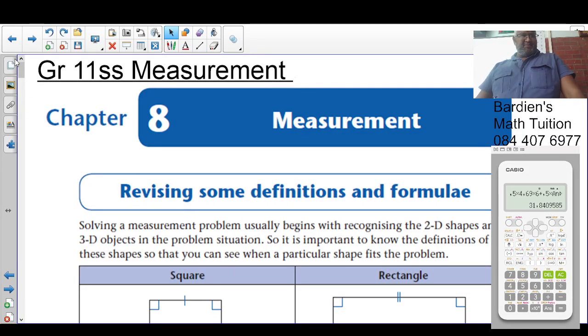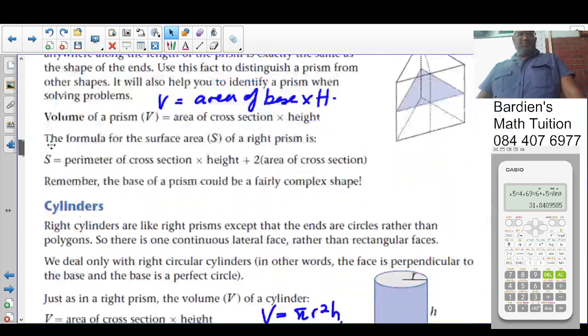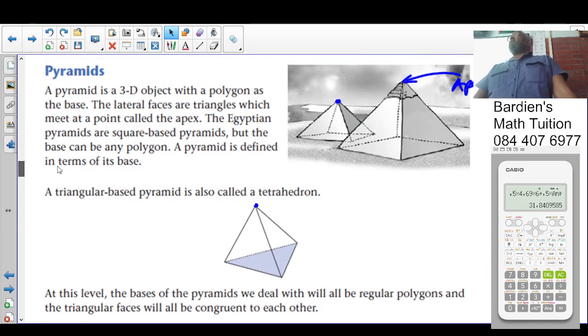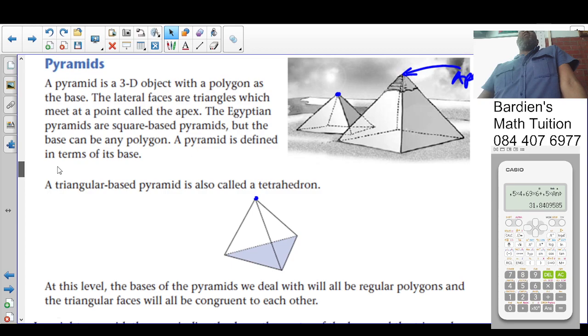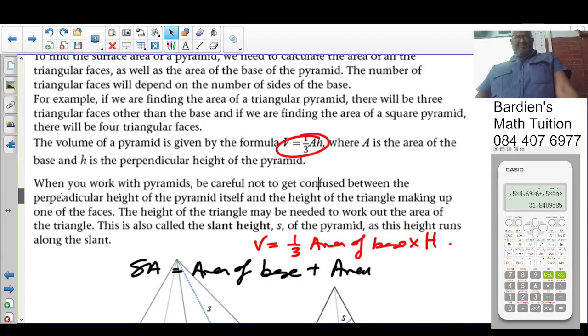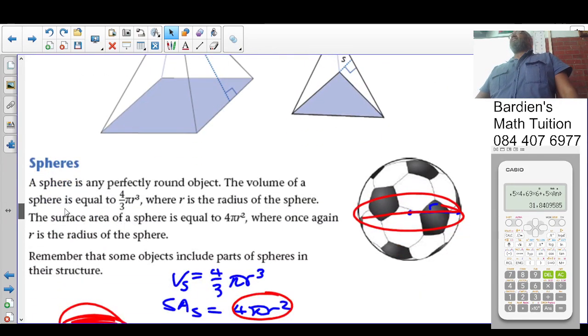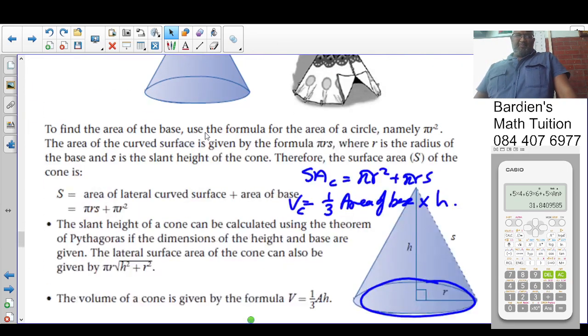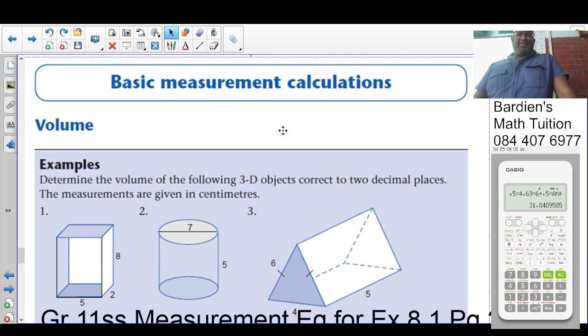Okay, good afternoon, class. At this point, we're looking at measurement. We spoke about the area, surface area and volume of the shapes. We looked at the right prisms as well as the cone, sphere, and pyramid. So your right prism, your pyramid, your sphere, and your cone. So at this point, we're looking at basic measurement calculations.